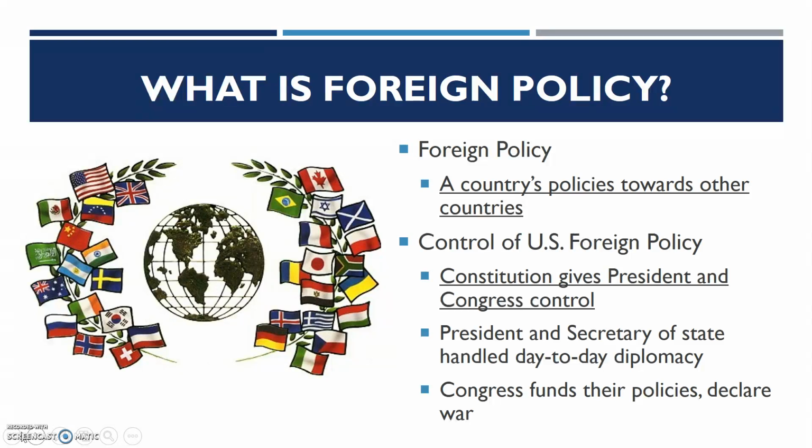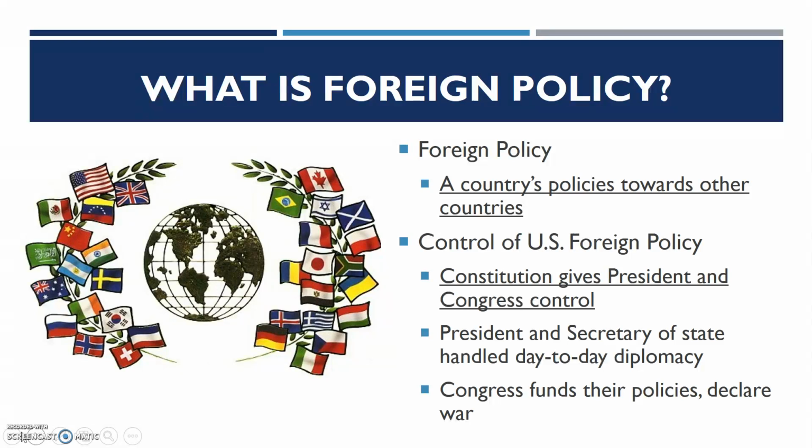Foreign policy is a country's policies towards another country. So, in the United States, control of the foreign policy is divided between the executive and legislative branch. The Constitution gives the President and the Congress both control of foreign policy. For example, the President can negotiate treaties, but Congress has to vote to ratify them.